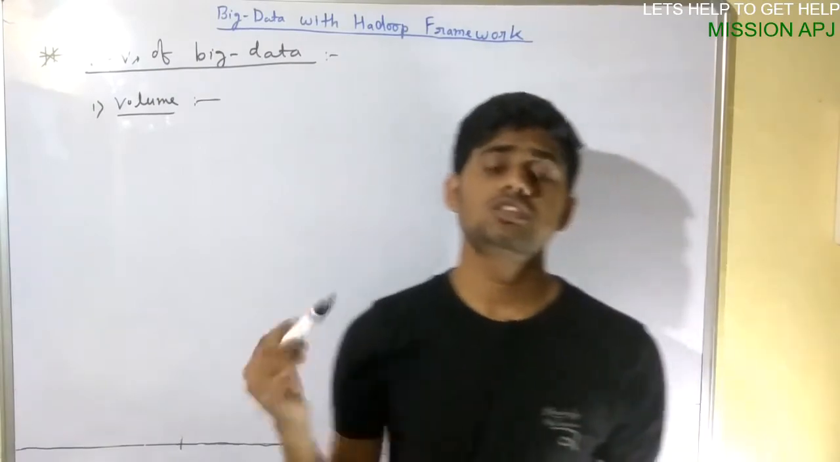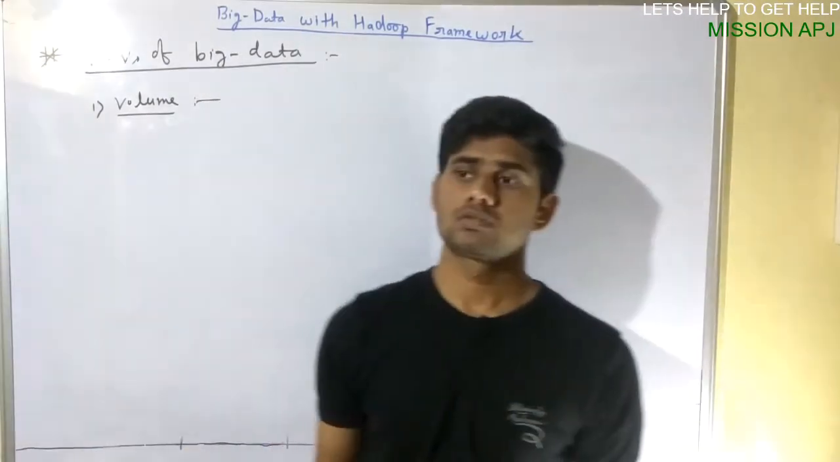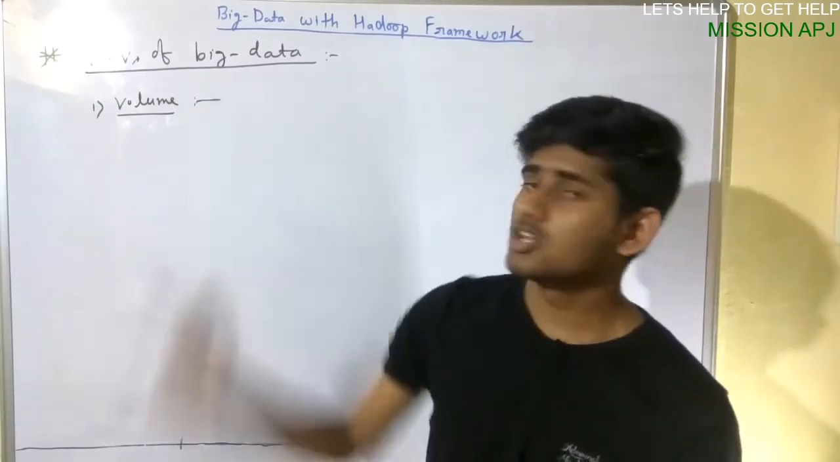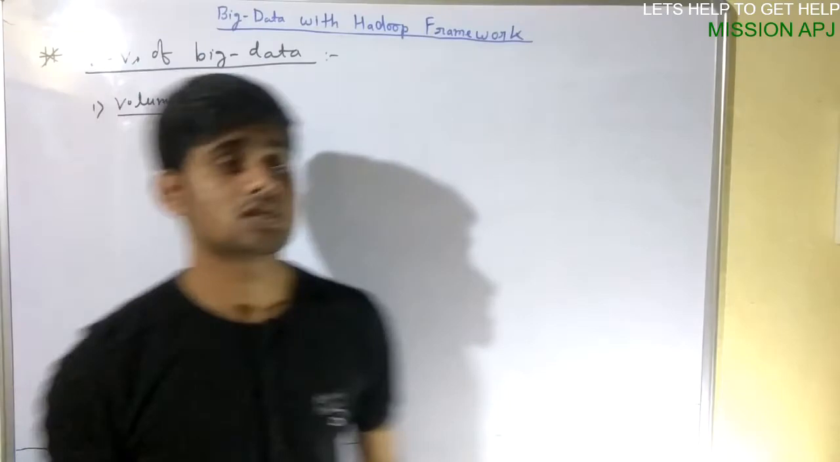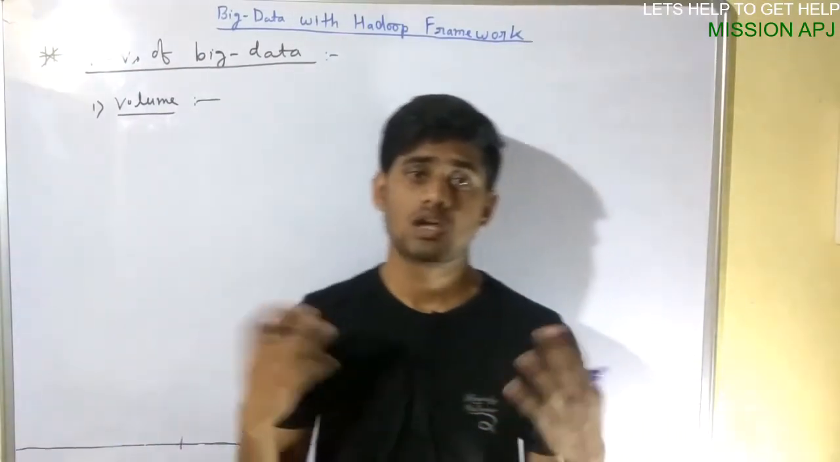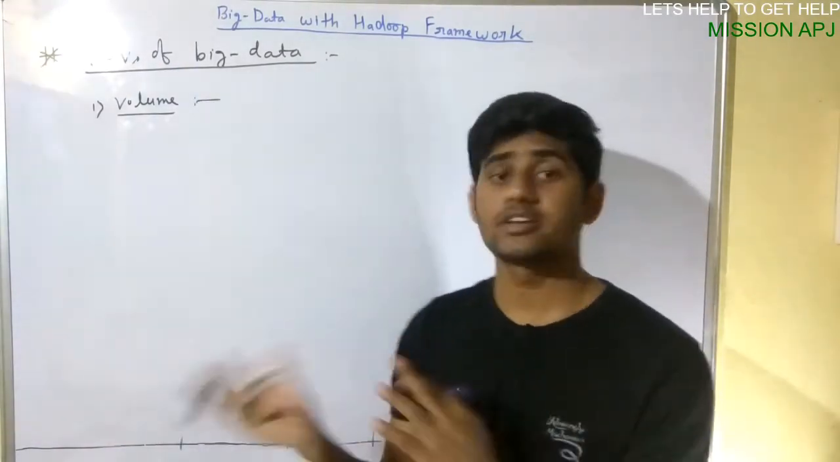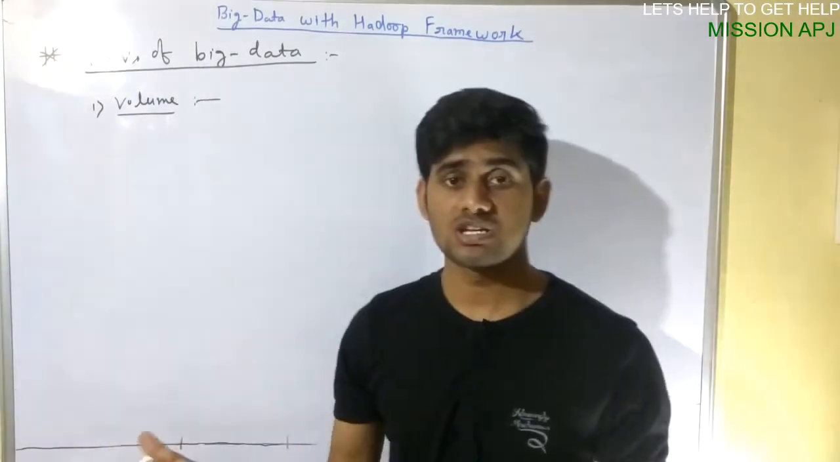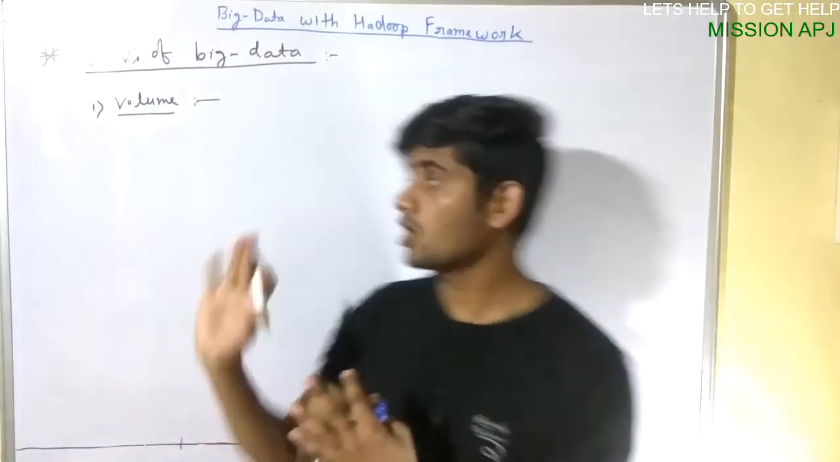Now let us understand the three V's of big data. What are the three V's of data? The first is volume, that is, nowadays a huge amount of data is being generated. So big data is dealing with volume, lots of data. Huge data has been generated, that is big data. So volume is related to big data, that's one V.